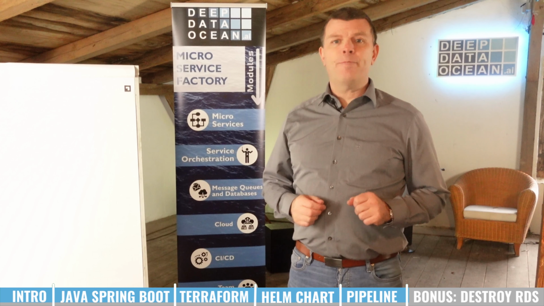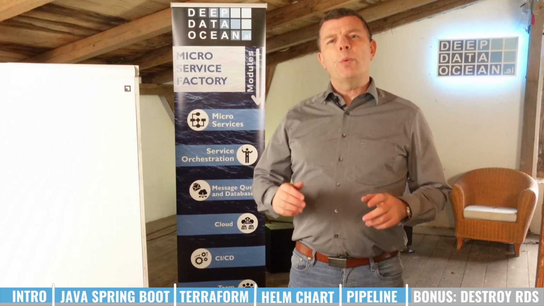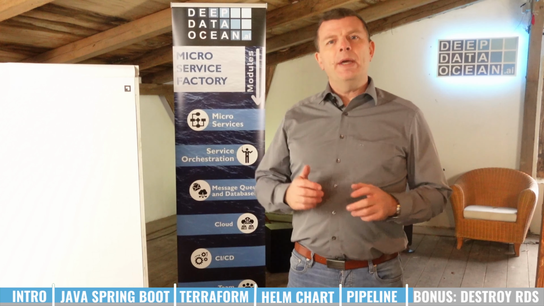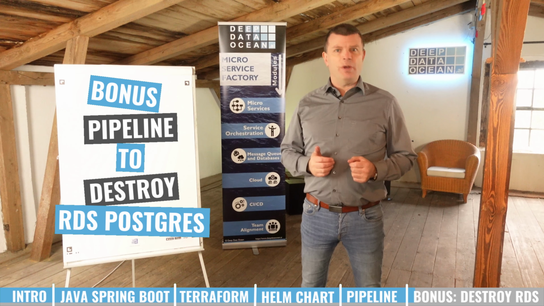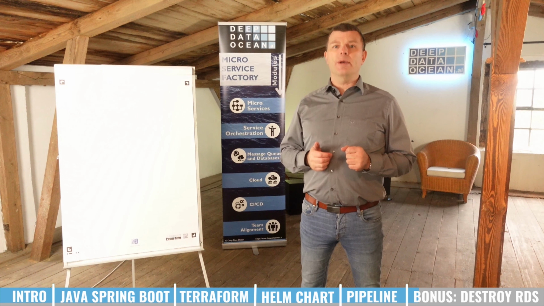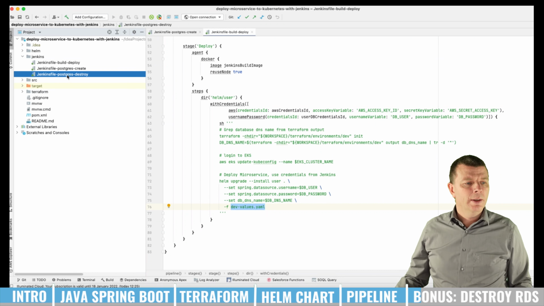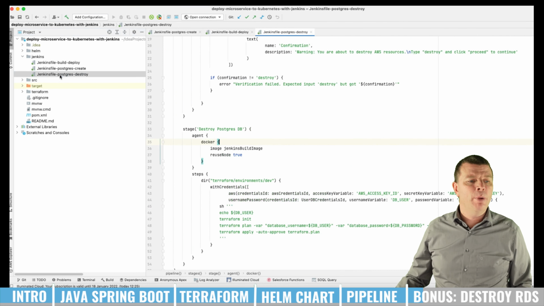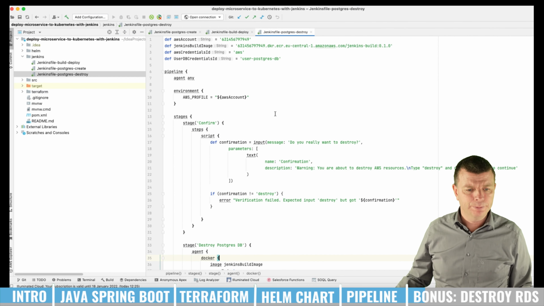In the beginning, I've promised you a bonus. We will now create a Jenkins job that destroys the RDS Postgres database, so that we stop spending money on AWS. Let us now have a look at the Jenkins Postgres destroy file.